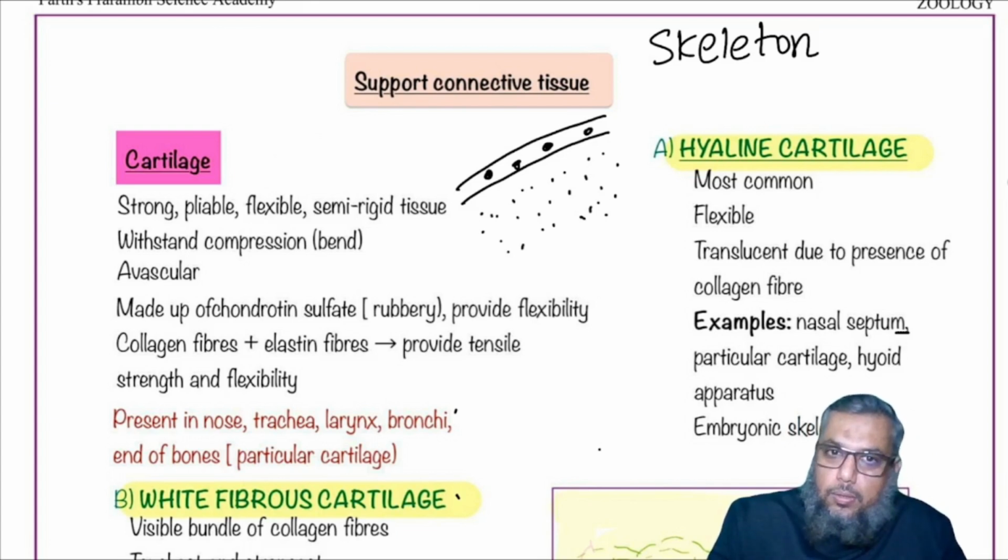It is avascular. So the cartilage will get the nutrients slowly by diffusion from the perichondrium.